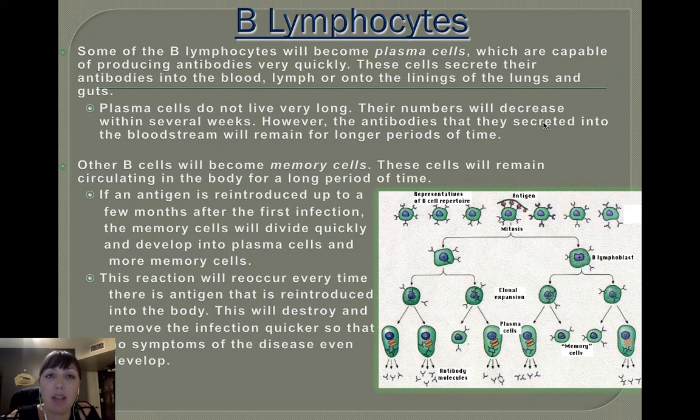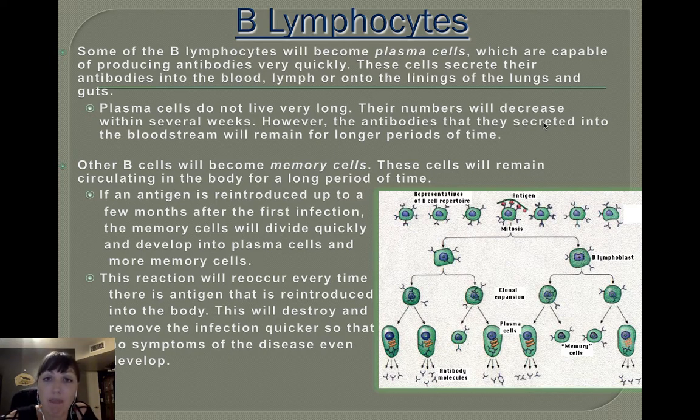Some of the B lymphocytes will become plasma cells, which are then capable of producing antibodies very rapidly. These cells secrete their antibodies into the blood, lymph, or into the linings of the lungs and the guts. And again, because these are the things that are coming into contact with these pathogens and are the fluids that are carrying these pathogens. So plasma cells do not live long. Their numbers decrease within weeks after the pathogens have been identified. However, the antibodies that they secrete into the bloodstream will remain for longer.